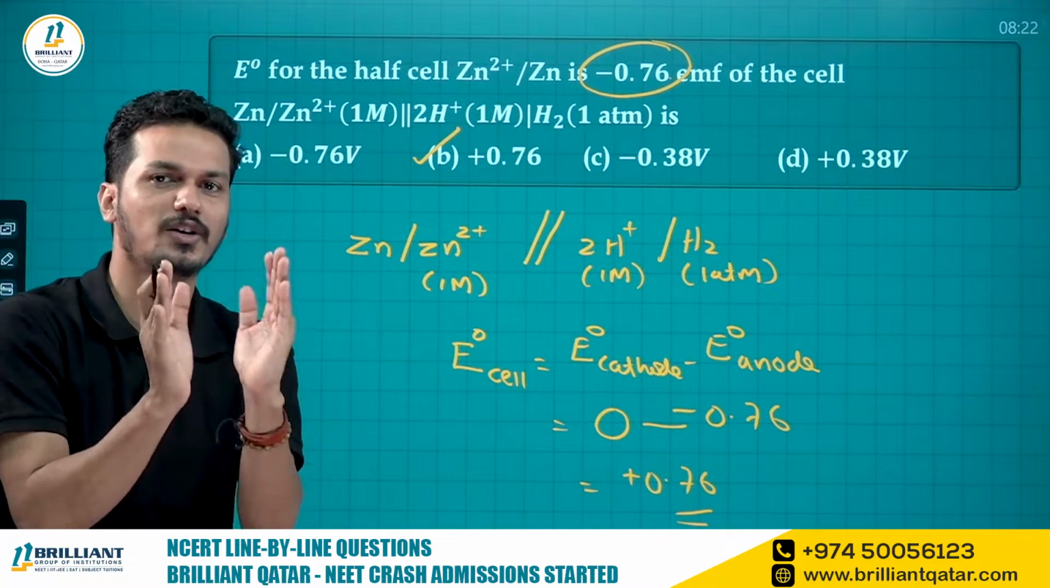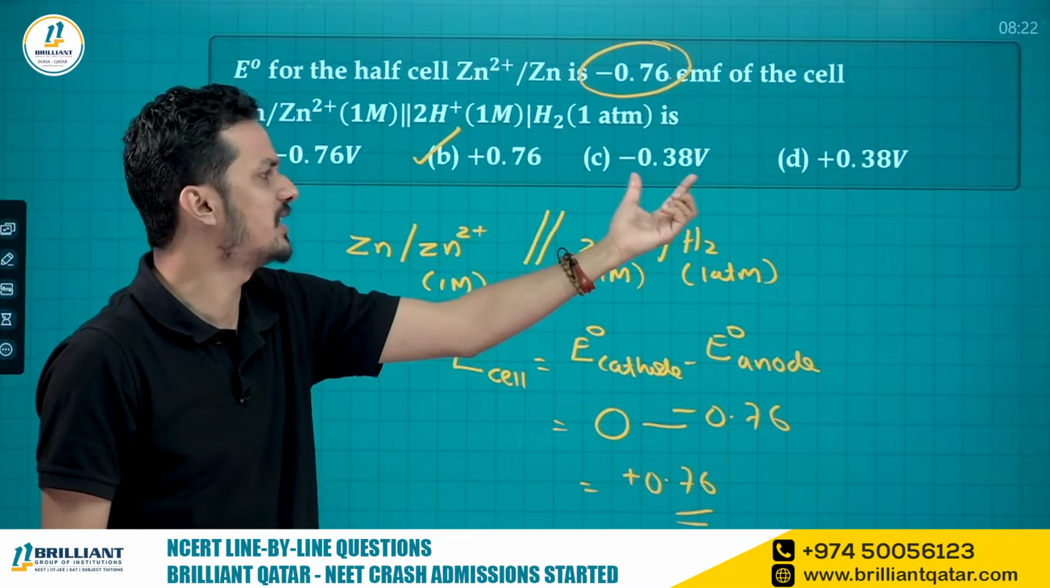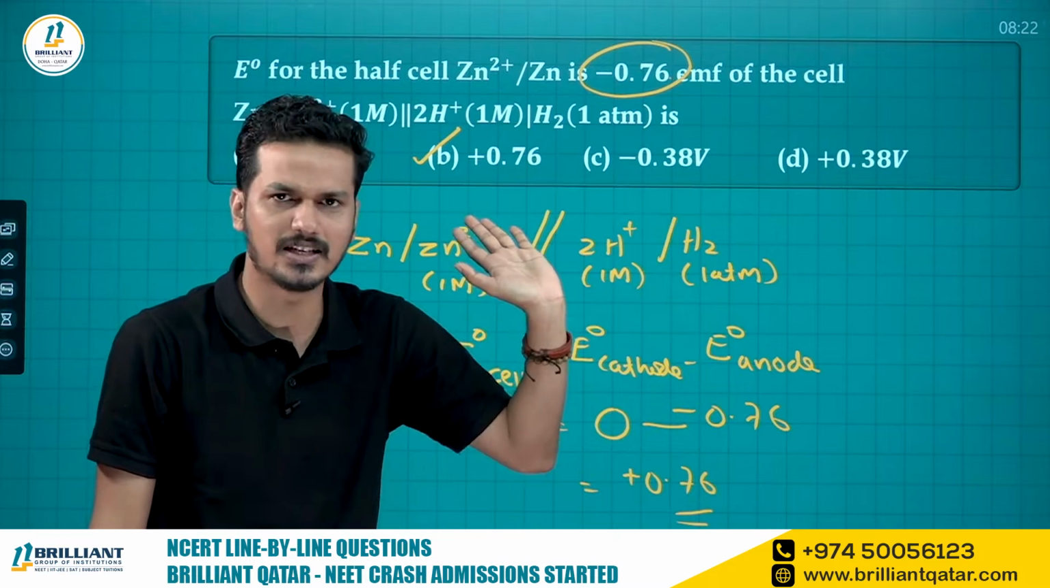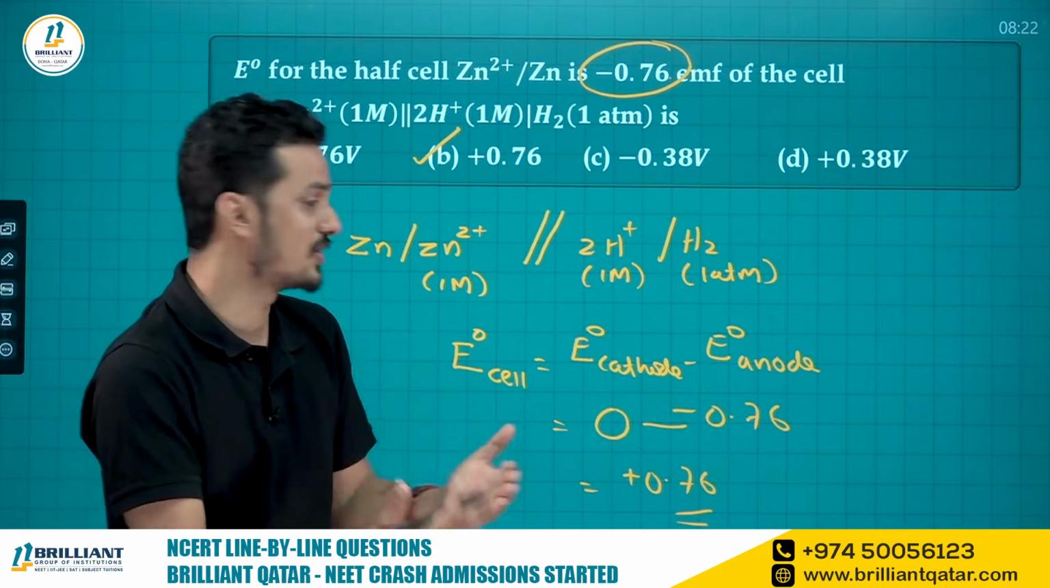I hope you guys already got it. No need to do this calculation, because we know this is minus 0.76 and SHE is given, which means the answer is positive. You have to take the positive value. That's the answer. That's it. Okay, then we can go to the next question, guys.